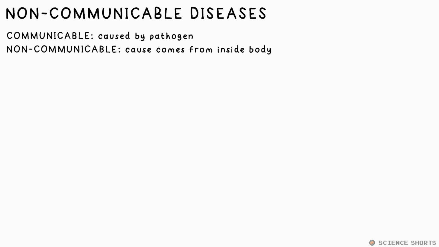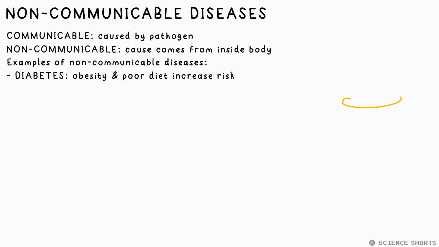CVD, cardiovascular disease, is an example of a non-communicable disease, as the cause comes from inside your body. Other examples of such diseases include conditions like allergic reactions and cancer. A communicable disease must be caused by a pathogen that enters your body that will cause a viral, bacterial, or fungal infection. Back to non-communicable diseases though, obesity and too much sugar can cause type 2 diabetes.